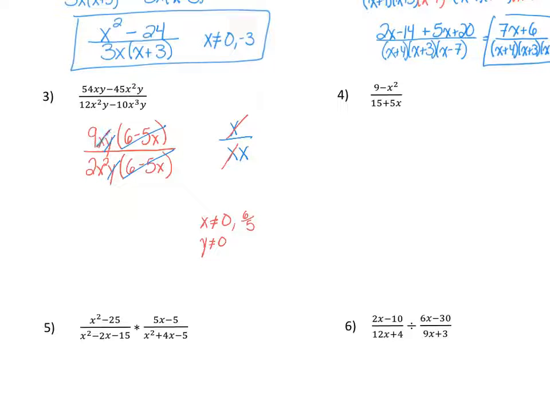So if you want, you can cross this one off, but I just cross out the 2. And our final answer will be 9 over 2x. So here's our answer, and here are our restrictions. So just like the other one, why don't you pause now and try number 4 and see how that goes.